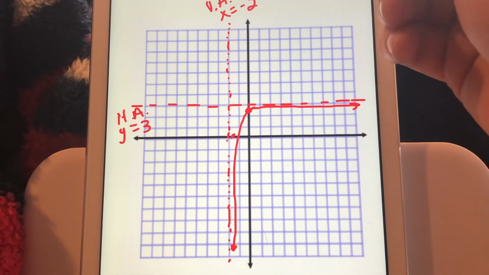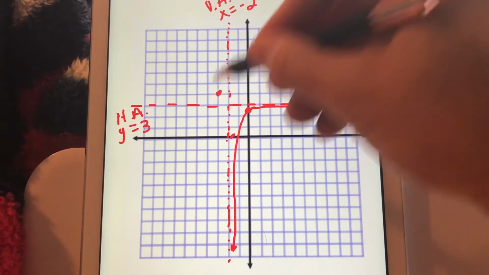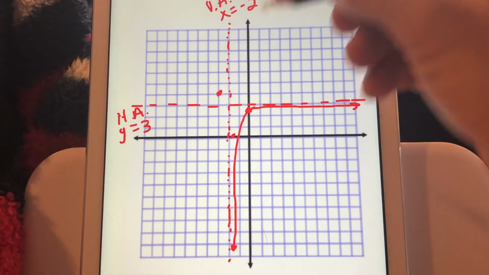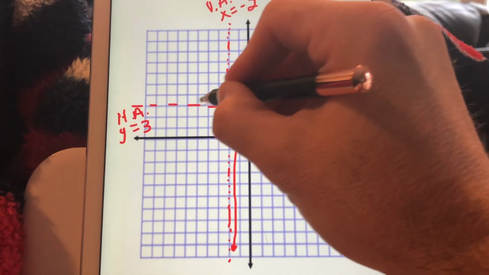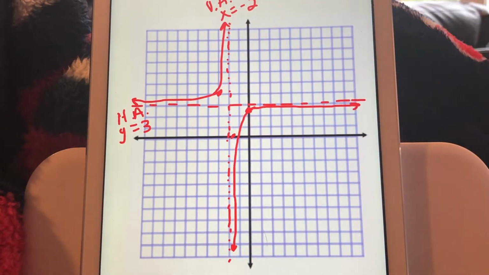Let's plot a couple points there just to make sure we've got it. So -3, 4 was on the graph. Okay, so we know it's going to look like this and like that. Okay, so there's the graph of g of x equals 3x plus 5 over x plus 2.